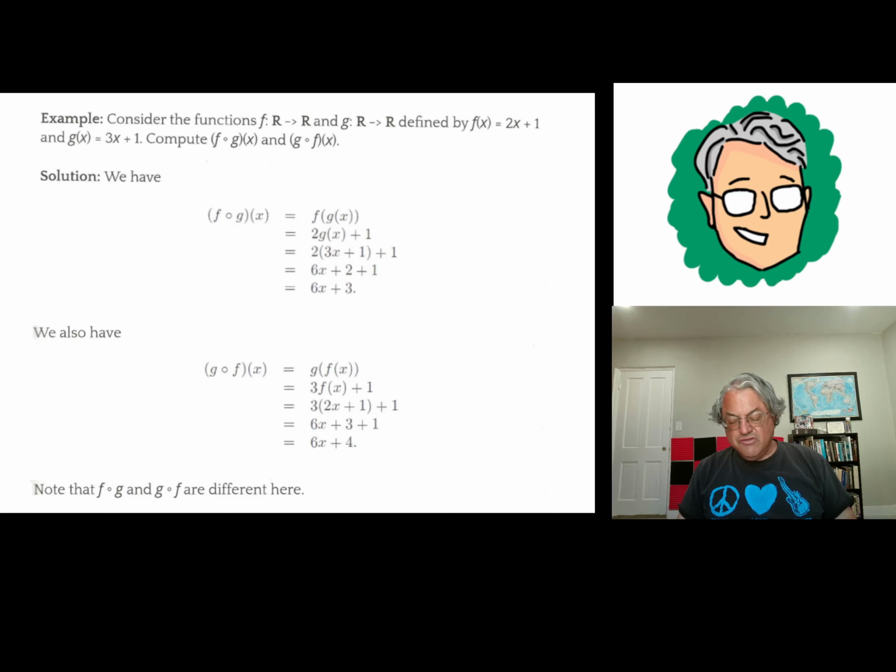But now let's do another example. Again, f and g are both functions from the real numbers to itself. Let's say f of x is 2x plus 1 like it was before, but now g of x is 3x plus 2. If you work out what f of g and g of f are, in this case they are equal. They're both 6x plus 5, and you can check for yourself that that's the case. So sometimes they're equal, but most of the time they're not.